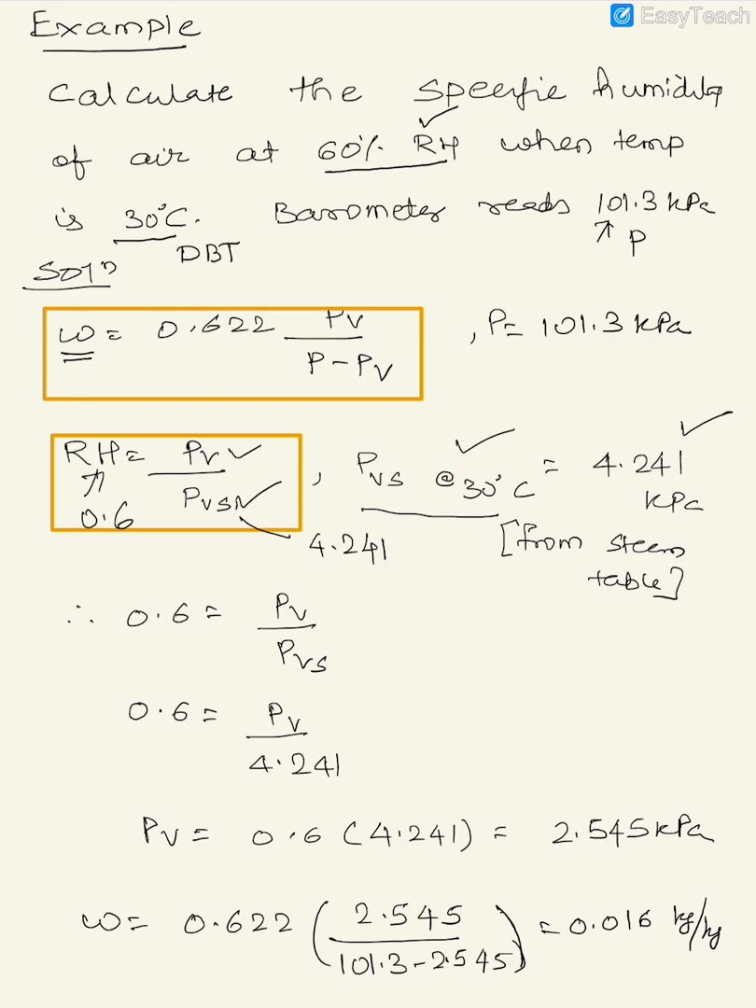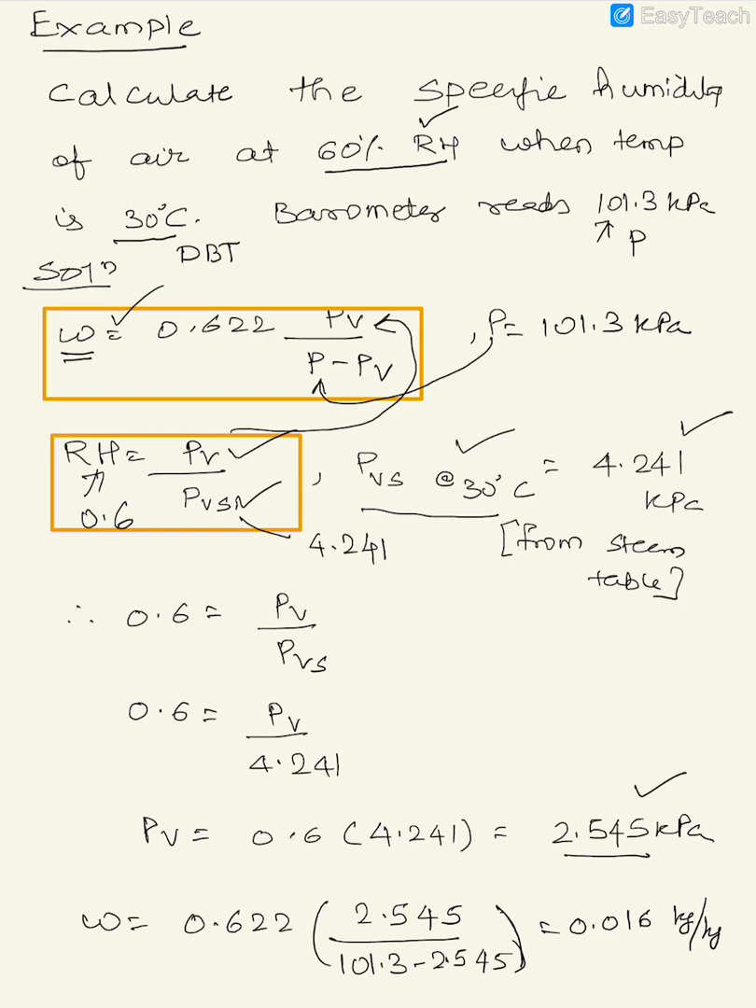Now in this problem, the relative humidity is already known, 60%. So you find PV in this way. Once you get this PV, put it over here. This total pressure, put it over here, and you find omega. So that is what is done. So we find PV. This is PV.